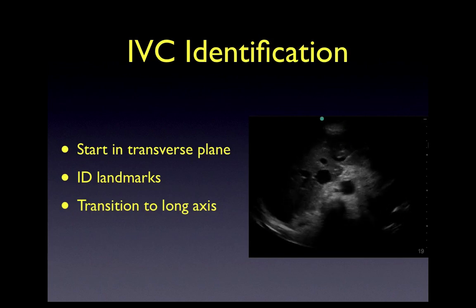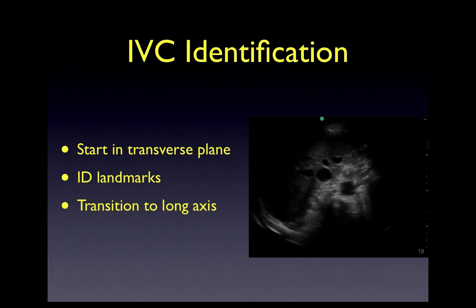It's absolutely critical that you be able to correctly identify the IVC. I find that it's easiest to start in a transverse axis. So we're going to start by reviewing the B-mode clip to the right-hand part of the screen, and we're going to go through the relevant sonoanatomy.